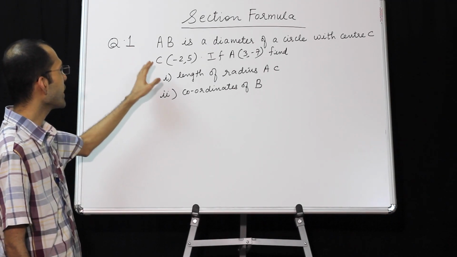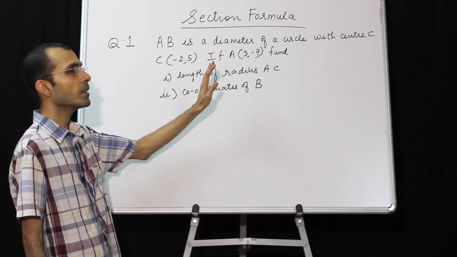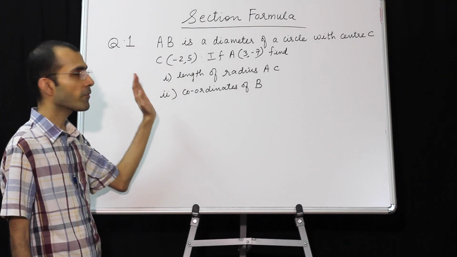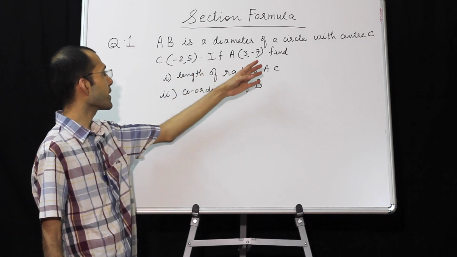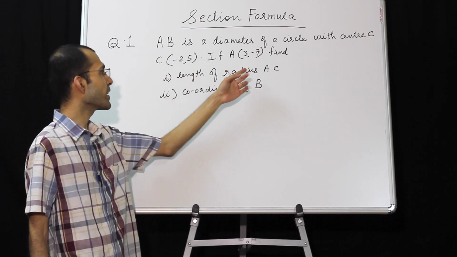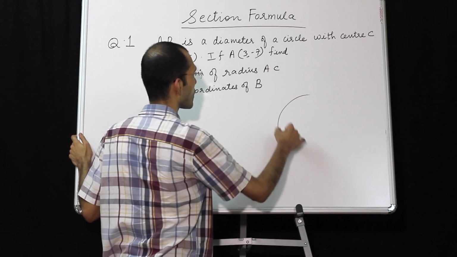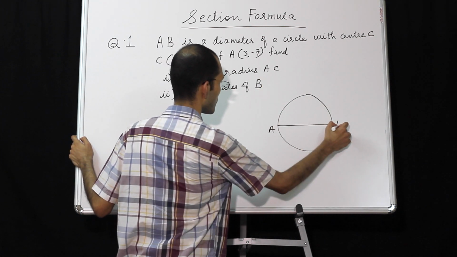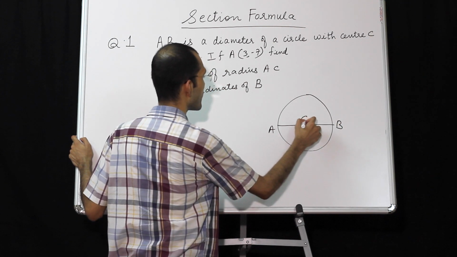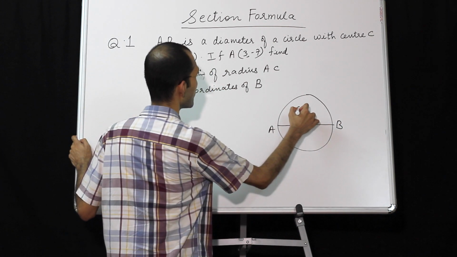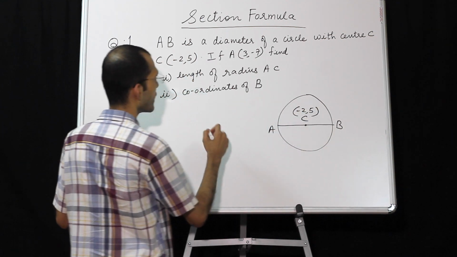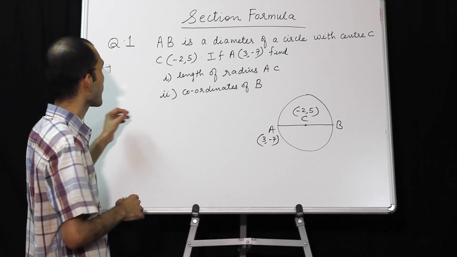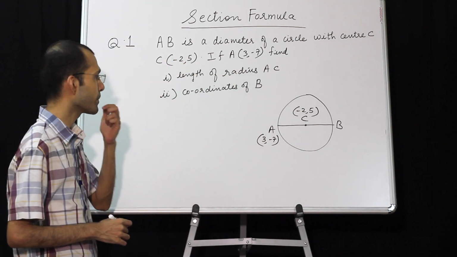Question 1. AB is the diameter of the circle with center C. C is given as minus 2, 5. If A is 3, minus 7, find the length of the radius AC. So if you just draw a rough sketch, AB is the diameter and C is given to be the center of the circle, and the coordinates of C are minus 2, 5. A is given as 3, minus 7. Find the length of radius AC.